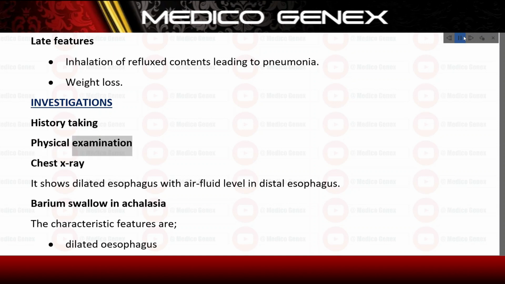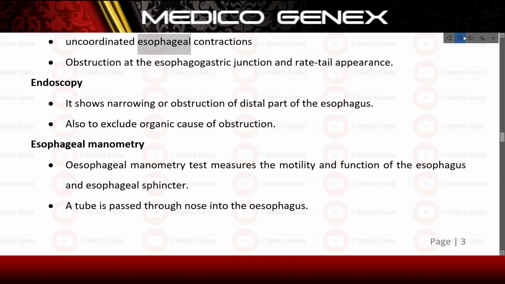Investigations. History taking. Physical examination. Chest X-ray. It shows dilated esophagus with air fluid level in distal esophagus. Barium swallow in achalasia. The characteristic features are dilated oesophagus, uncoordinated esophageal contractions, obstruction at the esophago-gastric junction and bird's beak appearance. Endoscopy. It shows narrowing or obstruction of distal part of the esophagus. Also to exclude organic cause of obstruction.